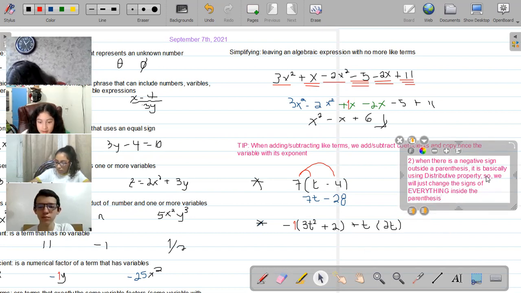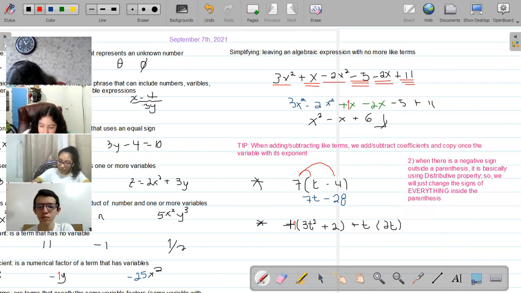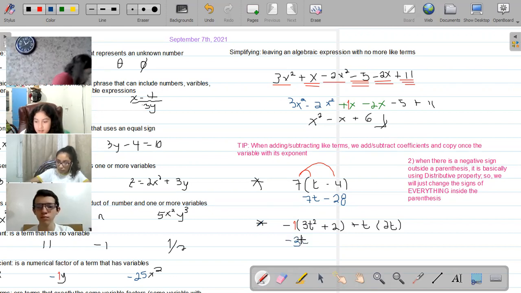So what I am talking about here is that instead of doing the distributive property, -1 times 3t squared, -1 times 2, I'm just going to change everything inside the parentheses. The 3t squared was positive. Now it's going to be negative 3t squared. 2 was positive. Now 2 is going to be negative. Okay, and I finished with the first parenthesis.